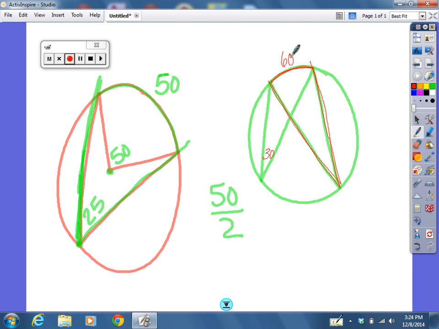But now, if I look at the red, if I'm going from a big area to the small and I halve it, I get 30. So notice that when you have 2 inscribed angles that hit the same arc, their degree measure is the same. Okay? So that was something we worked on a little bit today.